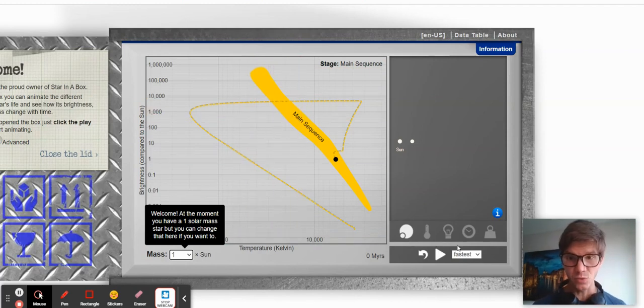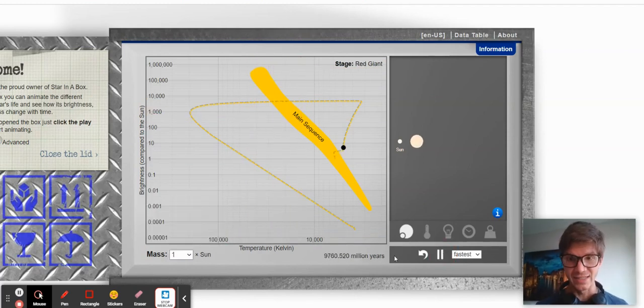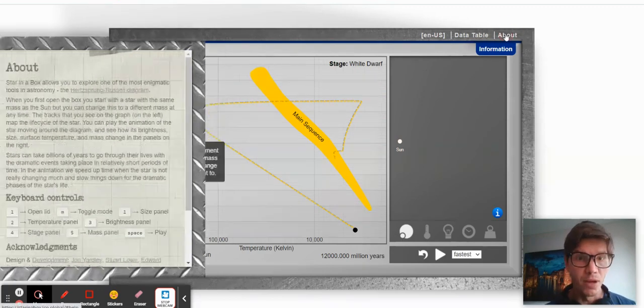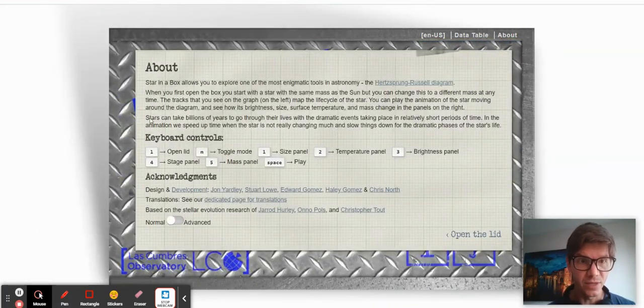Now here's the thing, I thought this was a glitch before when I saw the time so quickly went to 10,000 million years and then very slowly went up as the star was changing. I was like, I think something's wrong with my computer. But in this simulation, it says stars can take billions of years to go through their lives, with the dramatic events taking place in relatively short periods of time. In the animation, we speed up time when the star is not really changing much and slow things down for the dramatic phases in a star's life.